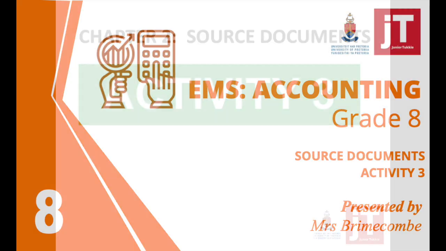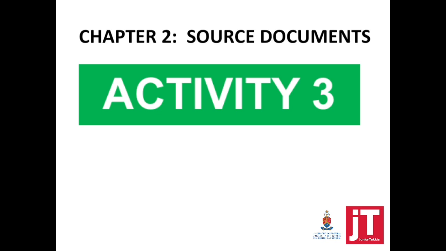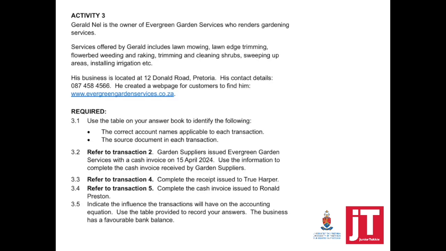We're going to look now at Chapter 2, Source Documents, the third activity. Gerald Nell is the owner of Evergreen Garden Services, who renders gardening services. So here's the services that's offered by Gerald. And then they said his business is located at 12 Donald Road, Pretoria, and his contact details. And then he created a web page so that customers can find him. So there's always a reason why they provide you with the information.